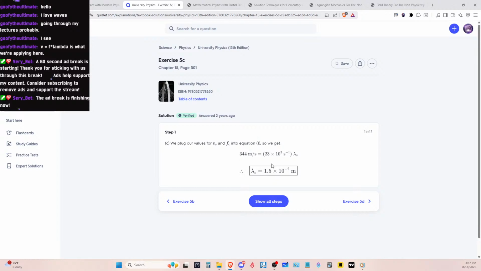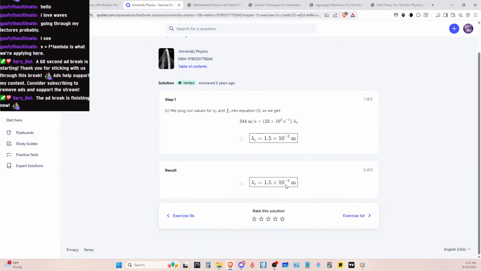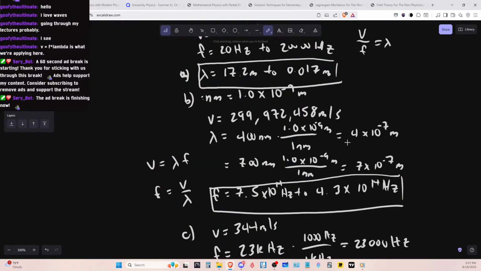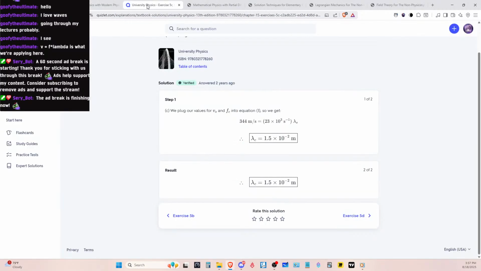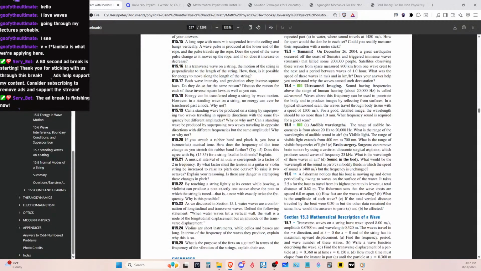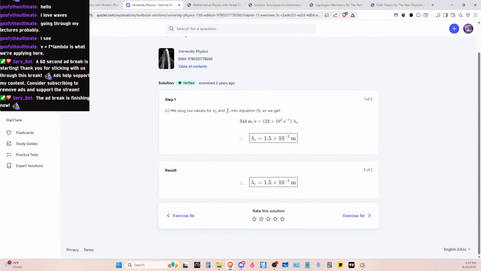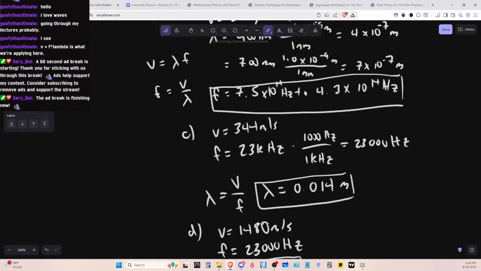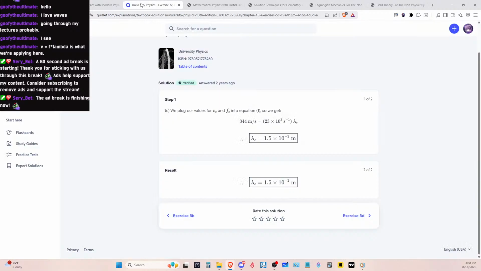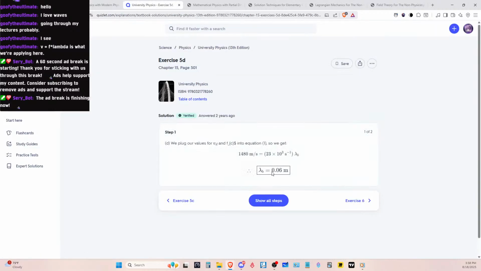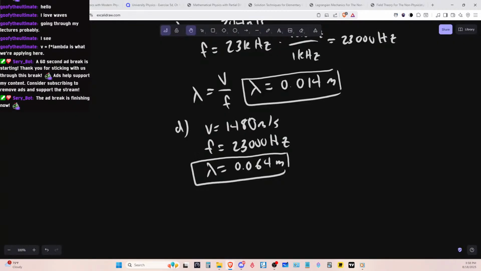Okay, so I showed all the steps. I just showed the answer here. Point meters. Yeah, that's right, because it's like 10 to the negative 2 meters. Yeah, that's correct. They wrote it in scientific notation. And for D, you have 0.6. Yeah, 0.6 meters per second.